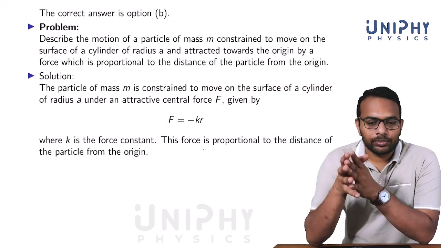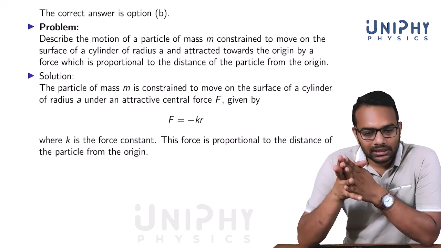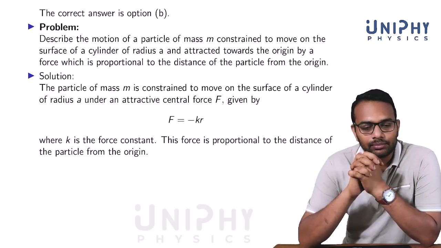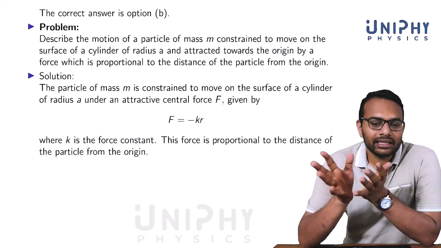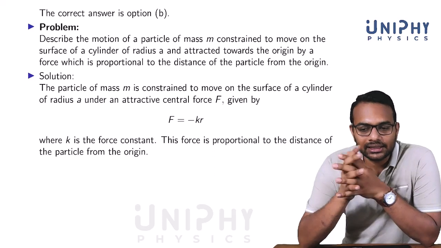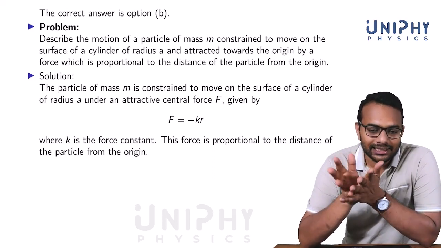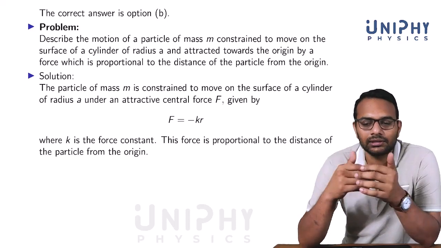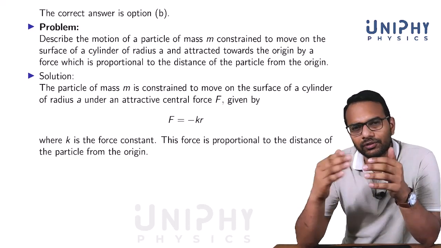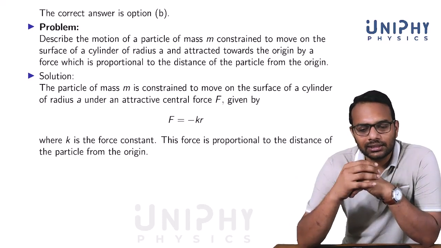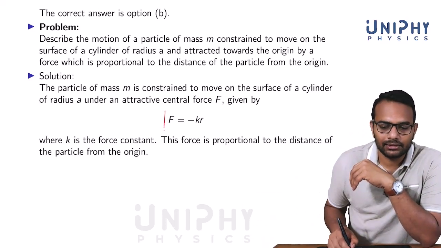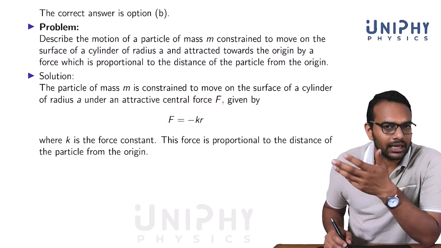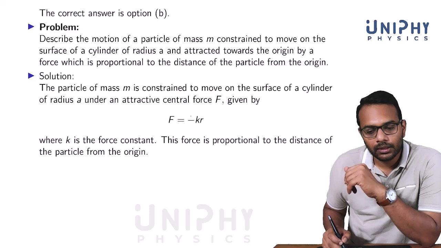Now, there is one more problem that's left as a practice problem, and I've given the steps. You can go through that. If you have any doubt, please contact me. So the question is: describe the motion of a particle of mass m constrained to move on the surface of a cylinder of radius a and attracted towards the origin by a force which is proportional to the distance of the particle from the origin. We have got a force of this form, F equal to minus kr. You see that this force you are already familiar with from the harmonic oscillator.